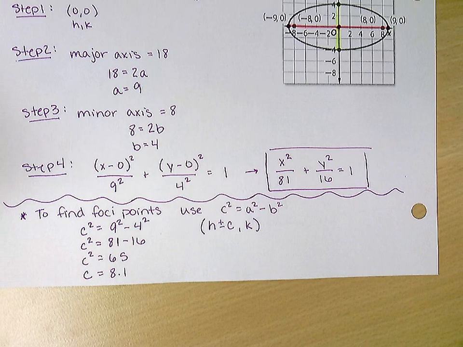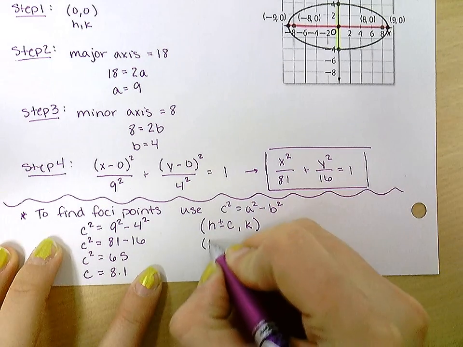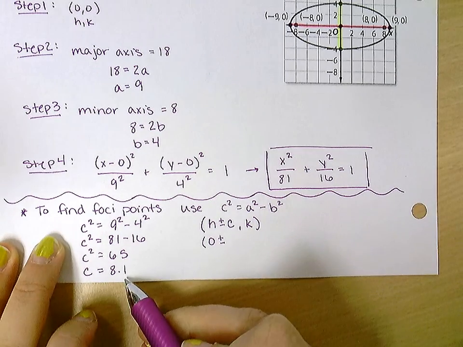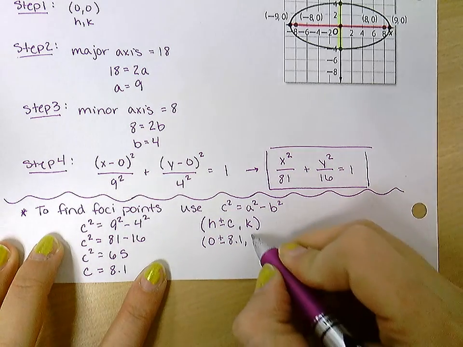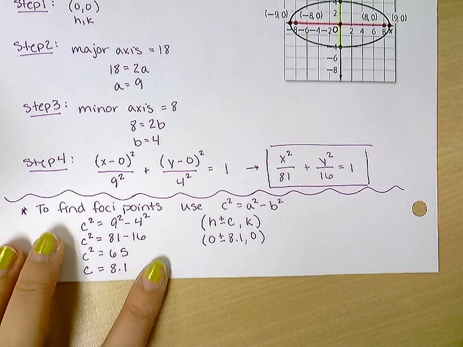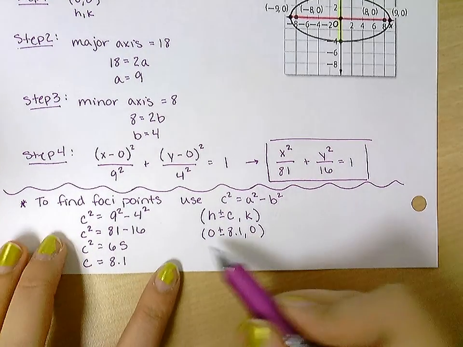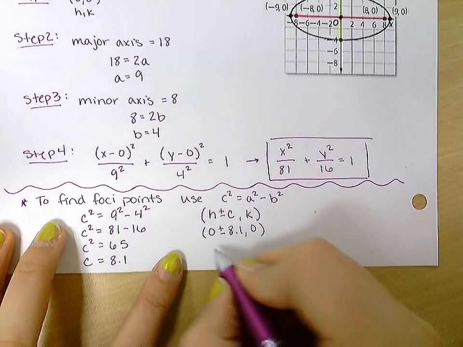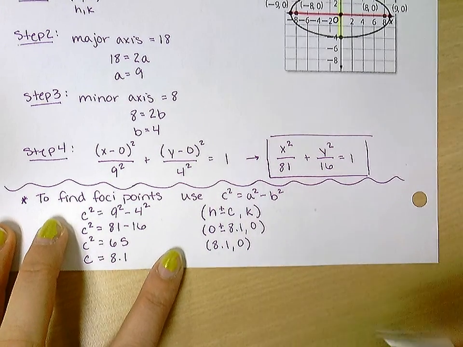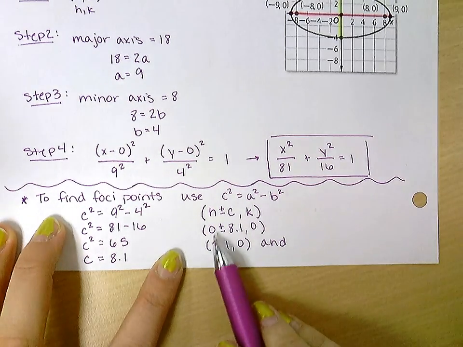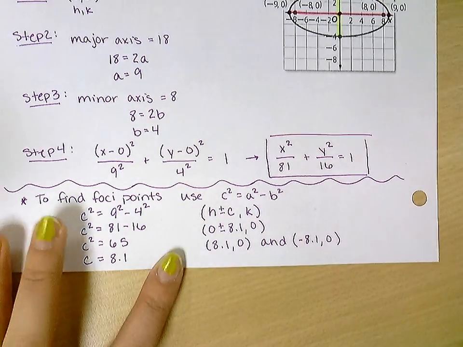So our h value is 0. And then we have plus or minus the c value we just found, 8.1. And then our k value is 0. So if I take 0 plus 8.1, I end up with 8.1, 0 as one of my foci points. And I have 0 minus 8.1, so negative 8.1, 0 as my second.